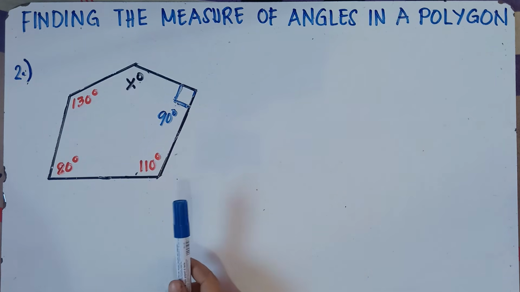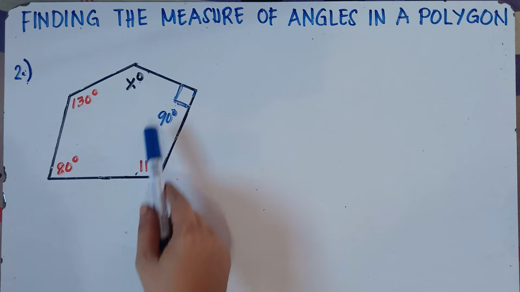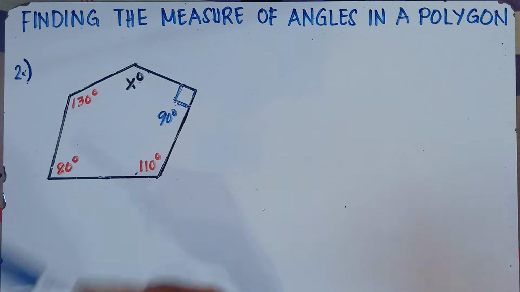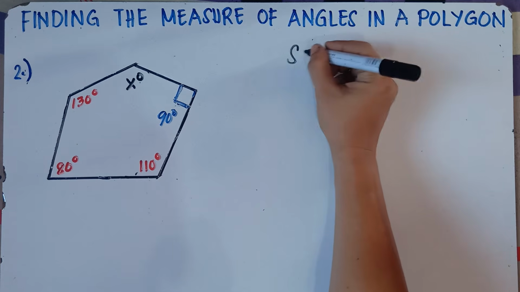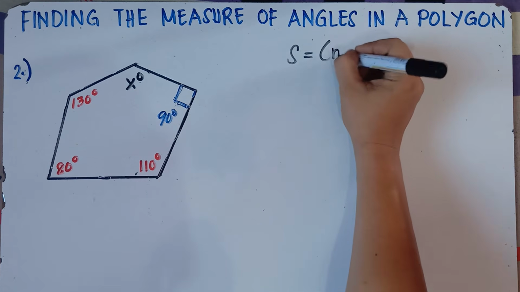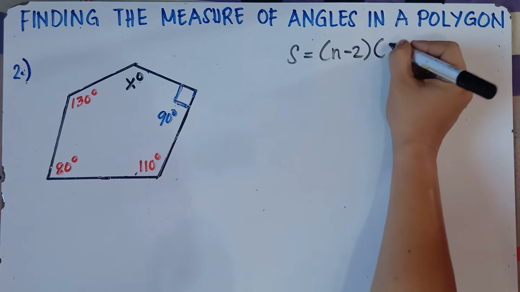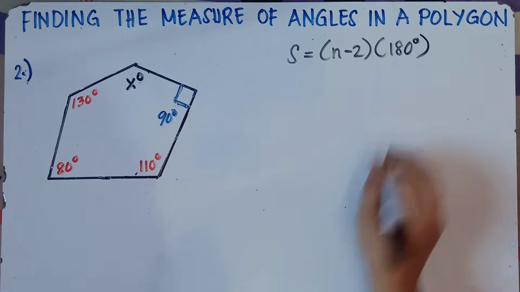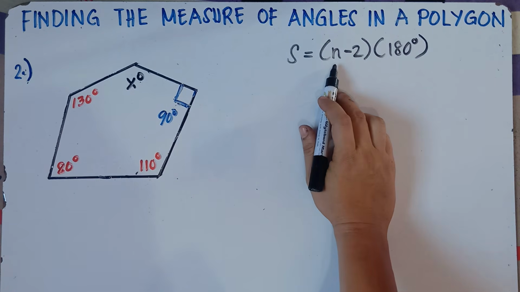And once we get the sum, we can just simply add this up. Okay, you add these 4 angles and then we subtract it from the sum. Now, how to find the sum, sir? We do have the formula, class. The sum of interior angles would be n minus 2 times 180 degrees. Now, once again, n represents the number of sides.